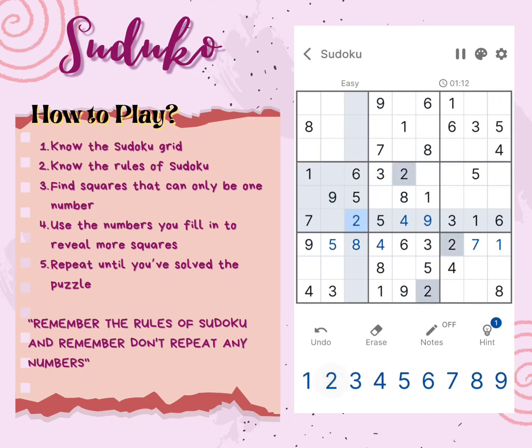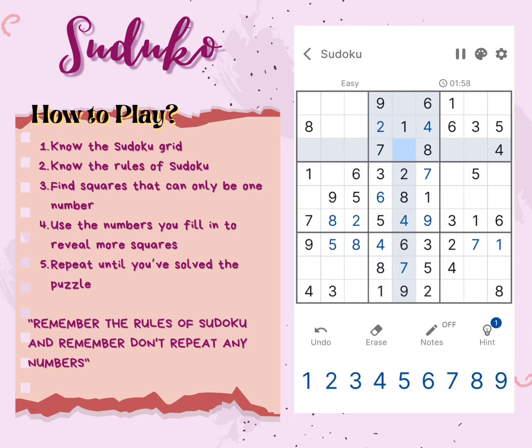Third, find squares that can only be one number. When you start a new Sudoku puzzle, some squares will already be filled with numbers. Fourth, use the numbers you fill in to reveal more squares. As you start filling in squares that can only be one number, you'll be adding more numbers to the grid, which start to help lock in additional numbers to additional squares. And lastly, repeat until you've solved the puzzle.